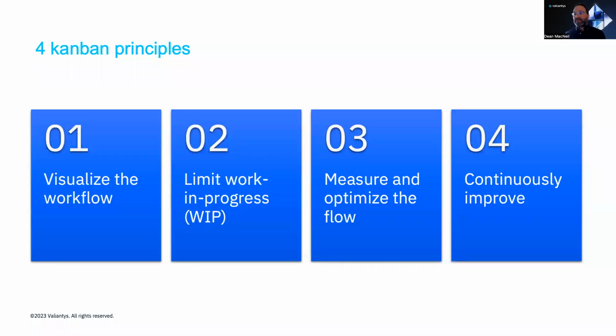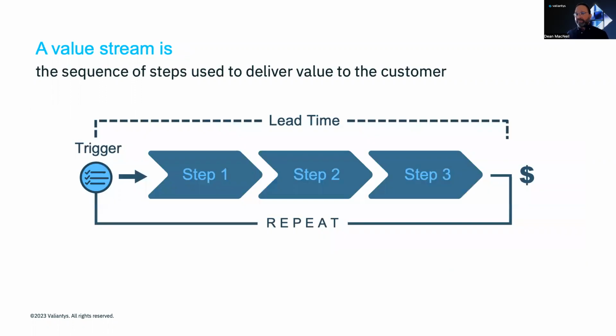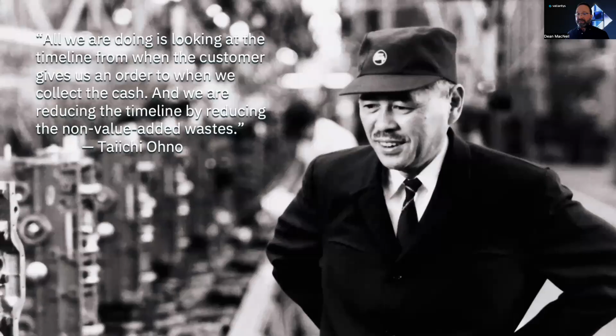4 key Kanban principles are to visualize the workflow, limit work in progress, measure and optimize the flow, and continuously improve. From the flow of work, let's now turn to the flow of value. Simply put, a value stream is the sequence of steps used to deliver value to the customer. It includes the whole sequence from concept or customer order to delivery of value and receipt of cash. It contains the people who do the work, the systems, and the flow of information and materials.